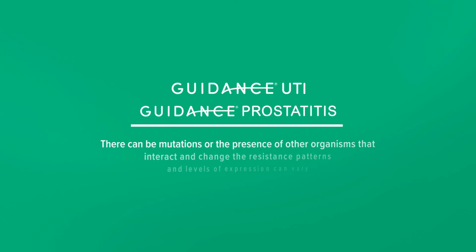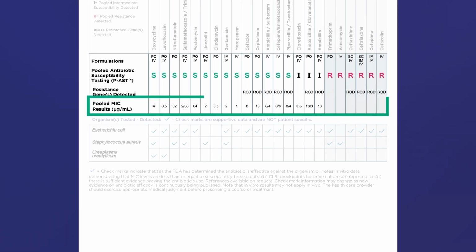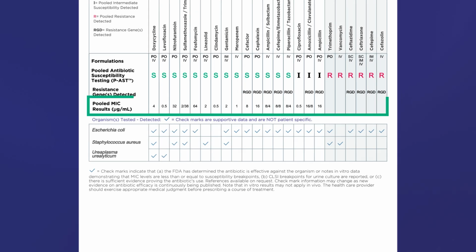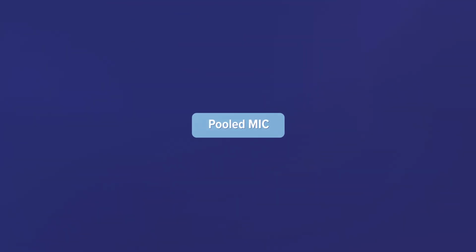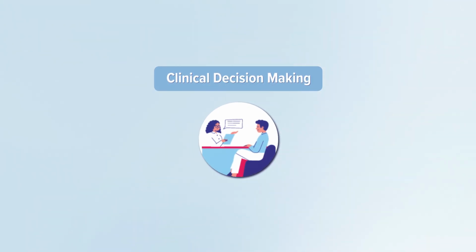There can be mutations or the presence of other organisms that interact and change the resistance patterns, and levels of expression can vary. Pooled minimum inhibitory concentration, or pooled MIC, is unique to Guidance UTI and represents the lowest concentration of an antibiotic needed to inhibit the growth of a pool of organisms. This allows for better clinical decision-making and improves antibiotic stewardship.